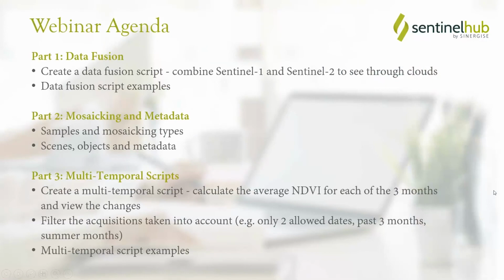Hi everyone. We will start with data fusion and then we will continue with multi-temporal scripts. So first we will try to create a data fusion script, and in fact we will combine Sentinel-1 and Sentinel-2 to try to see through clouds. As you know, Sentinel-1 penetrates clouds, so this is quite a useful example. We will take a look at how you can create data fusion scripts and run them in your browser and request builder, so that you can then use the requests to send them in any of your application.